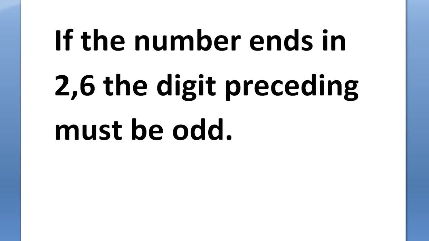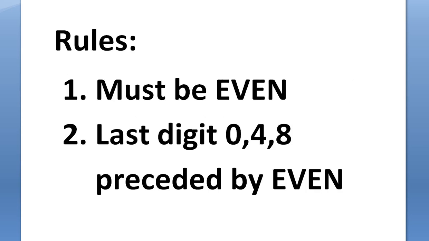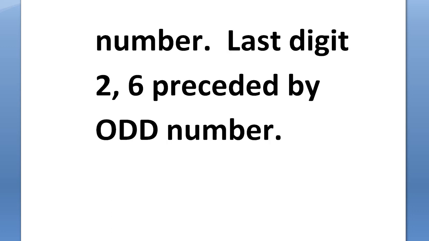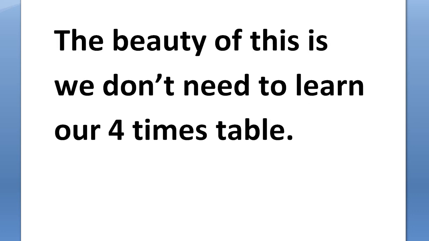If the number ends in 2 or 6, the digit preceding must be odd. So to summarize, the rules are: 1, the number must be even. 2, if it has a last digit of 0, 4 or 8, it will be preceded by an even digit. And if the last digit is 2 or 6, it will be preceded by an odd digit. So the beauty of this is that we don't need to learn our 4 times table.